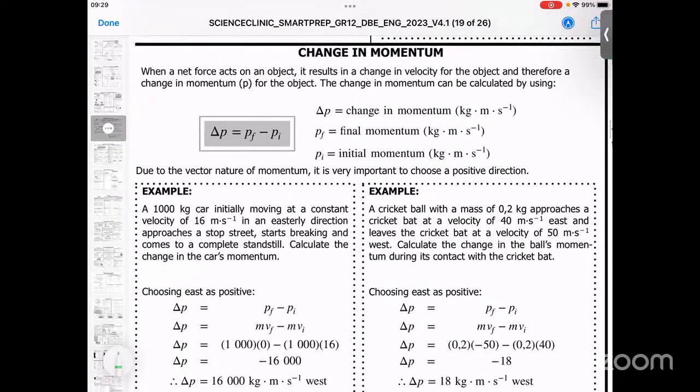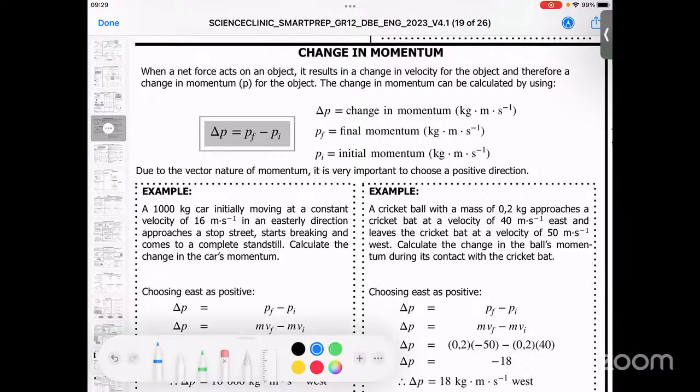So now let's see change in momentum. When a net force acts on an object, now we are talking about the forces. When a net force acts on an object, it results in a change in velocity for the object and therefore a change in momentum for the object. So the change in momentum can be calculated using this formula.